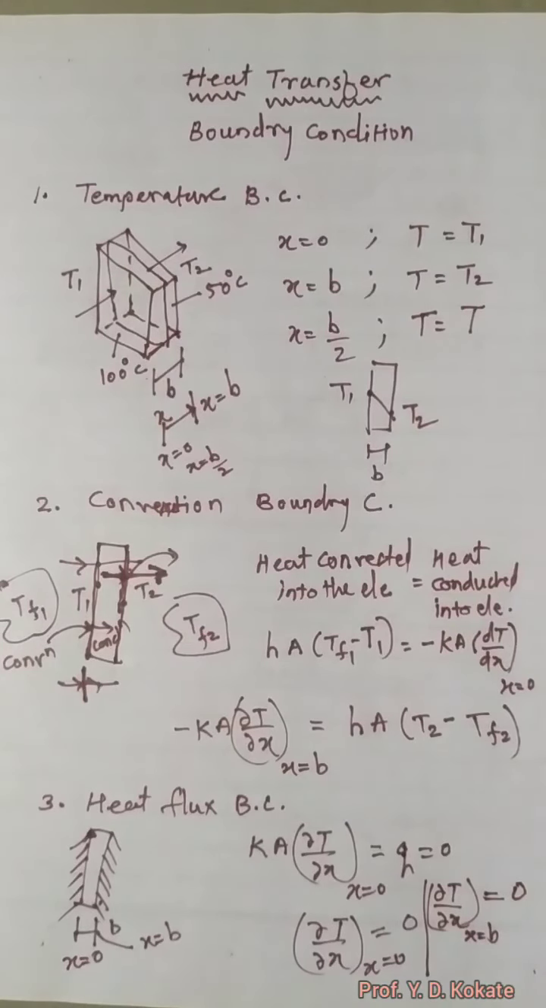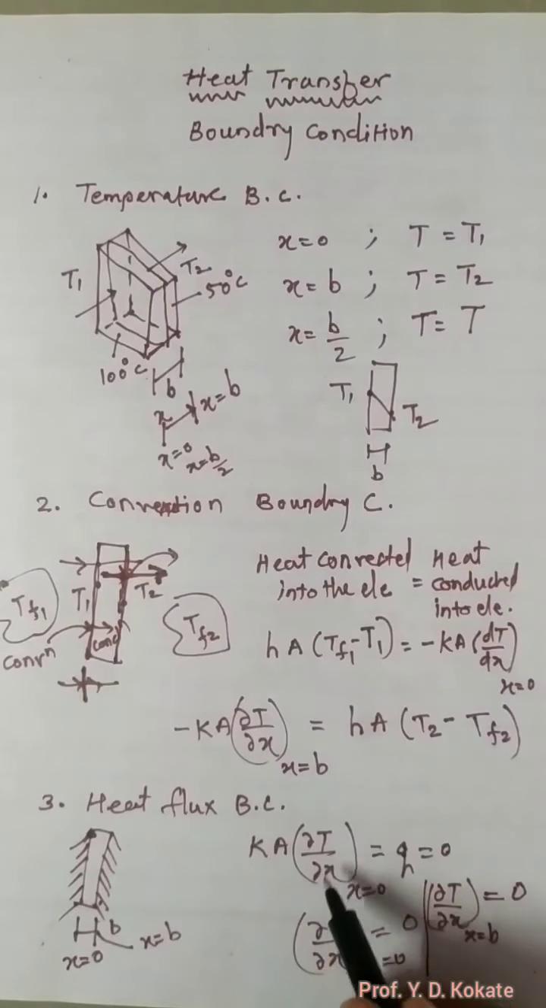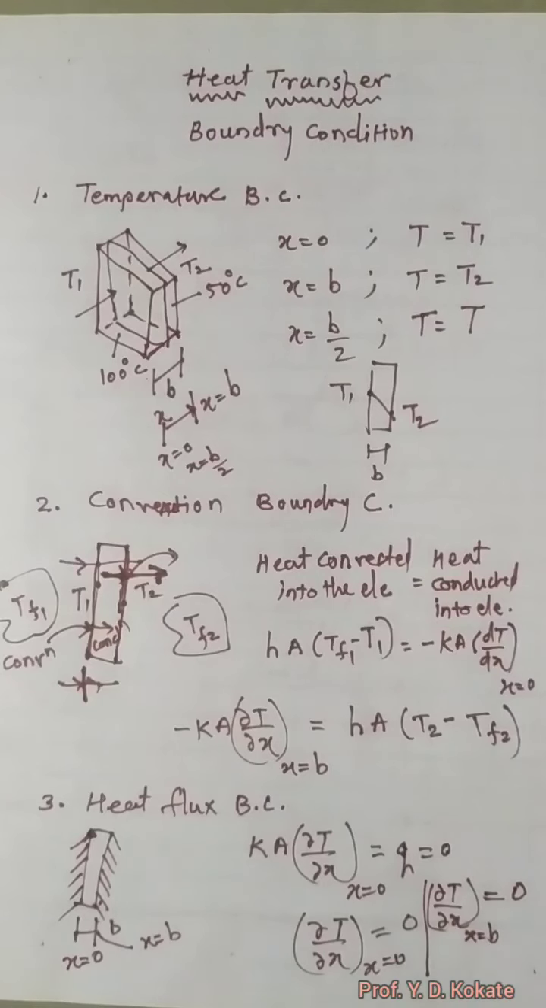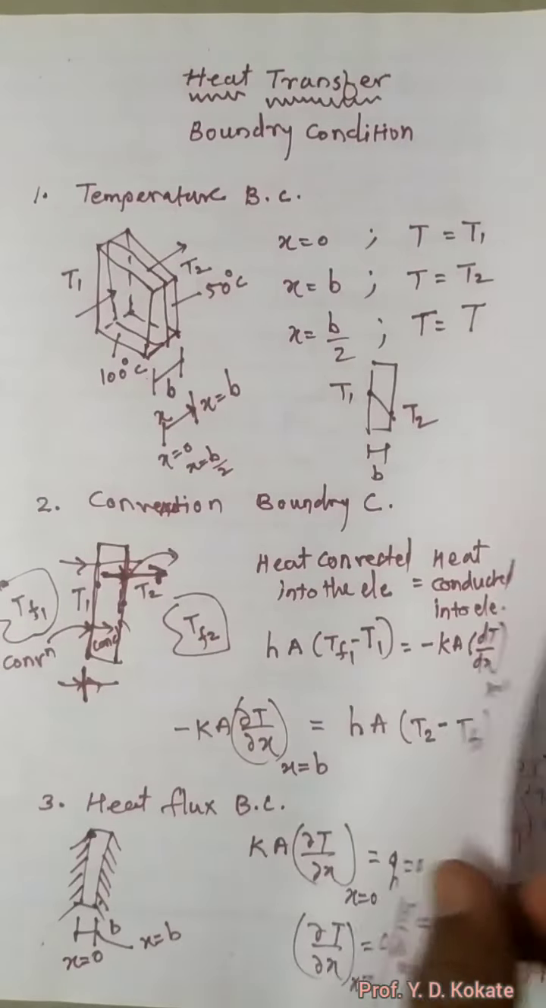So always remember that when there is insulation, we have to consider that the insulation is perfect, so heat transfer is 0. So eventually dT by dx at that locality, that may be x is equal to 0, that may be x is equal to b, your temperature gradient will become 0. And the last one is nothing but the initial boundary condition.